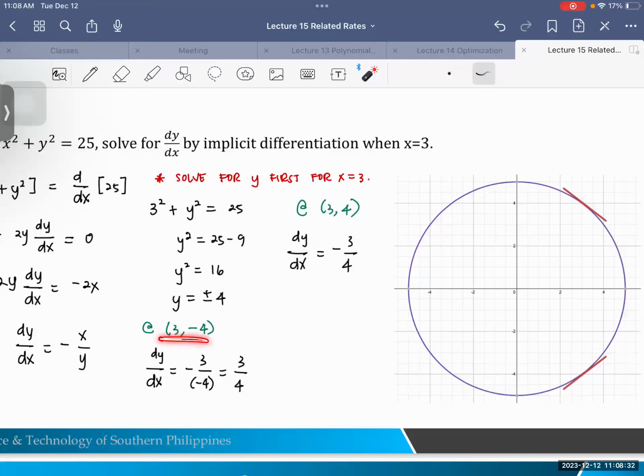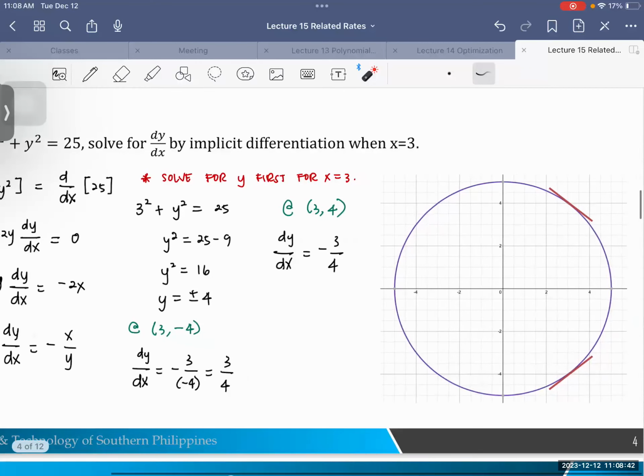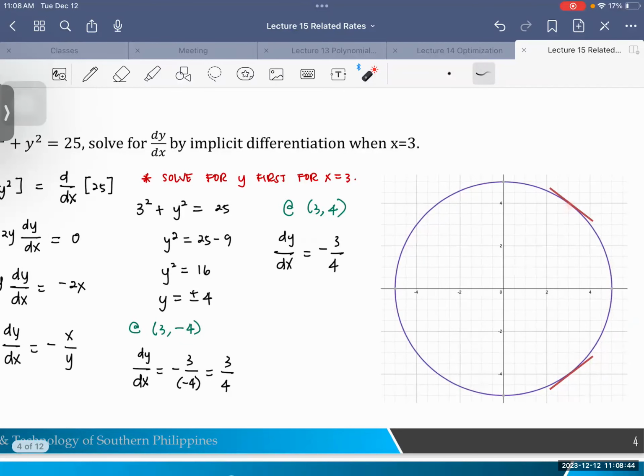So, kung na itong 3, negative 4 dire, you will have a positive value, no? So, that is negative x over y, negative 3 over negative 4, that is 3/4. So at 3, 4 po class kanina, you will have negative x over y, so negative 3 over 4. So you will have negative value. So that is correct.